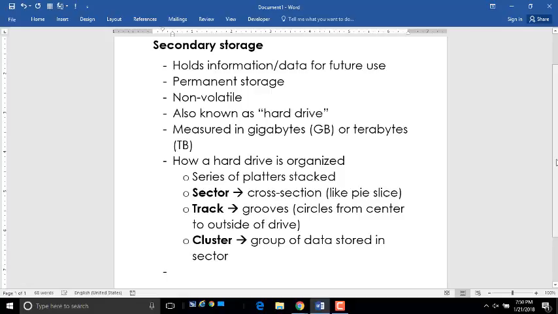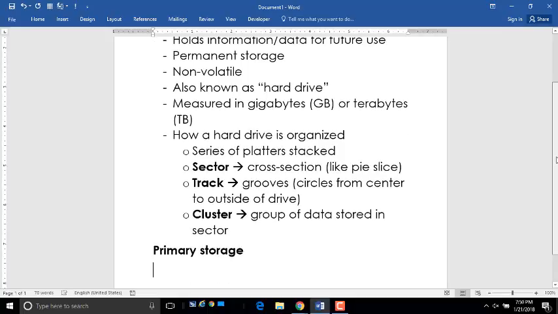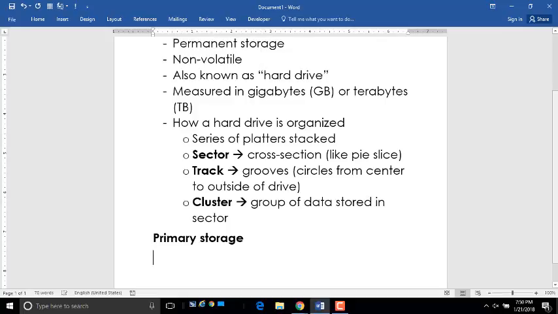The next thing that we're going to talk about is what we call primary storage. And again, it's something that a lot of times I hear people confuse, but primary storage, usually the term that we use for this is the word memory. Another common word that we use when we're talking about primary storage is what we call RAM. And RAM just stands for random access memory.